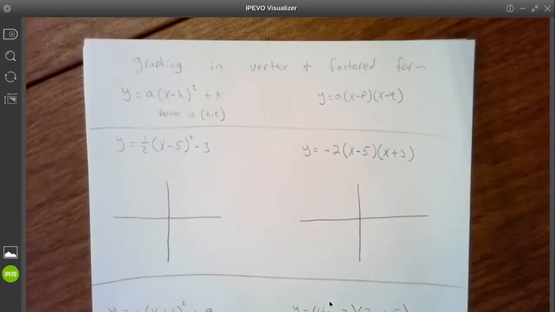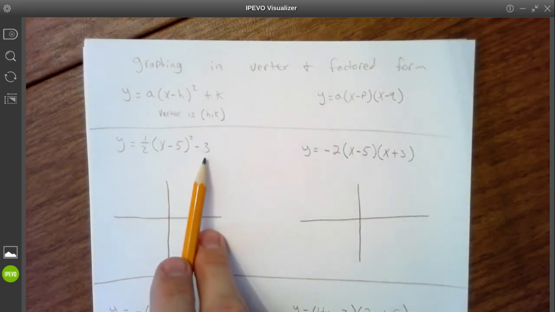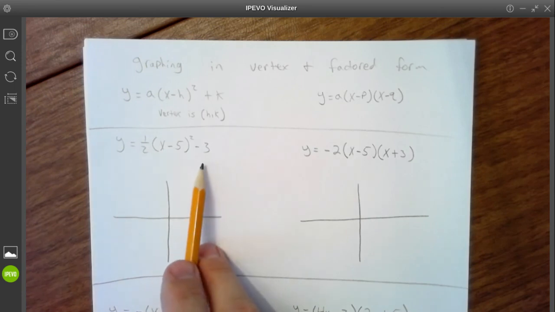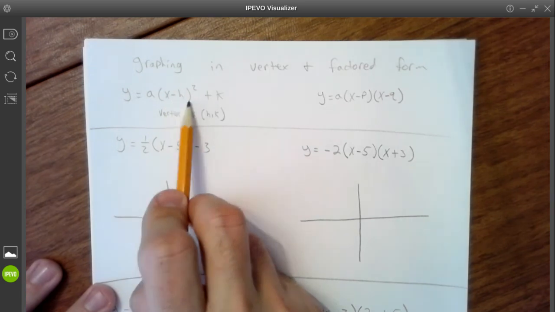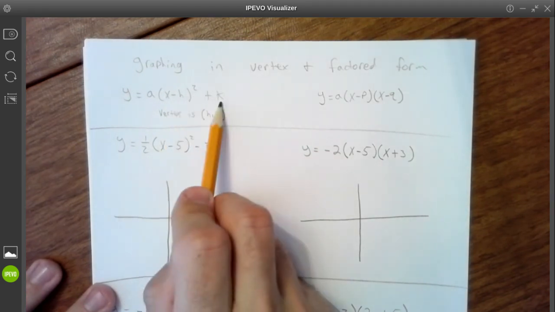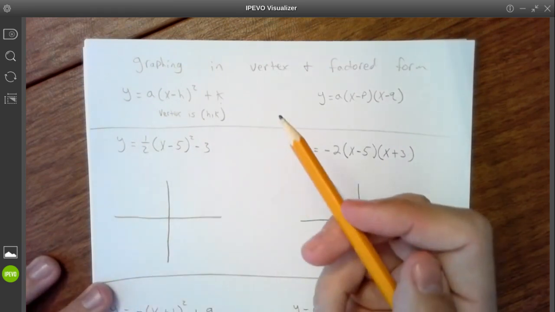All right, so I'm going to give an abbreviated version for how to graph something that's in vertex and factored form. All right, vertex or factored form. So whenever you've got something in vertex form, the vertex is basically given to you. Vertex form gives you this h and this k right here. Well, the h and the k represent your vertex.